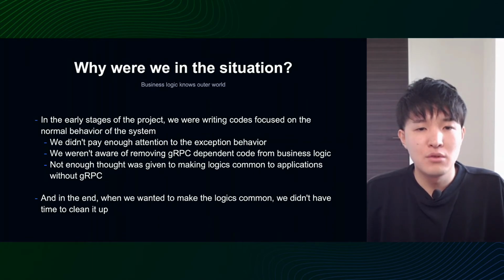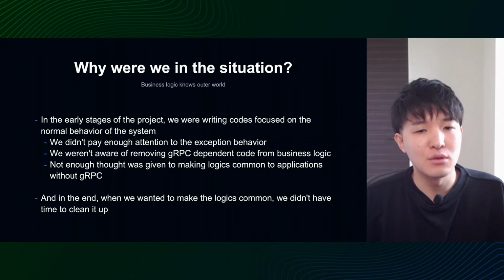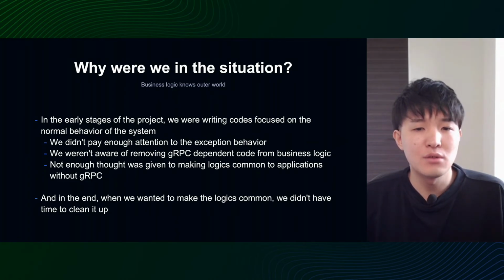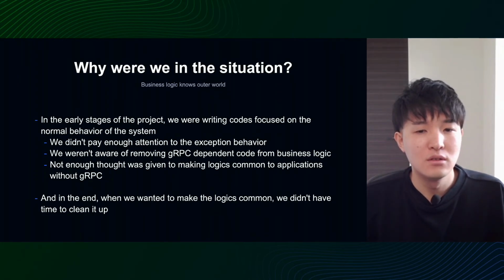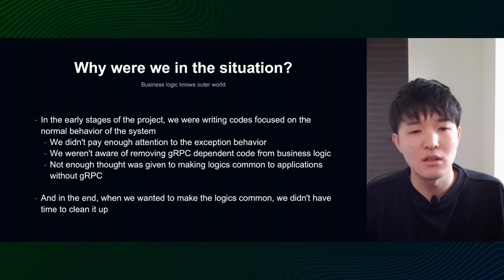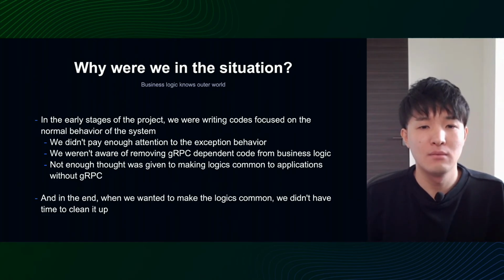How did we come into this situation? In the early stages of the project, we were writing code focused on the normal behavior of the system. We did not pay enough attention to the exception behavior. And we weren't aware of removing gRPC-dependent code from business logic. And we did not give enough thought to making logic common to applications without gRPC. In the end, when we wanted to make the logic common, we did not have time to clean it up.